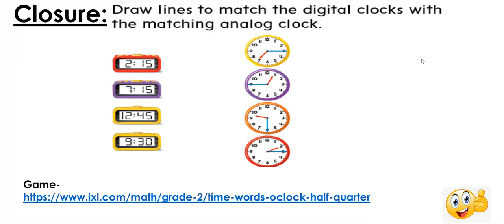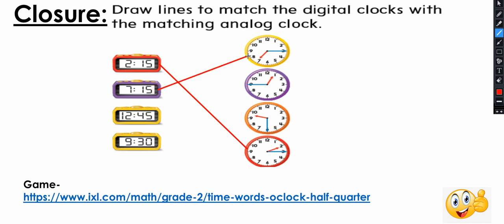And as a closure, we need to match these clocks, the digital clock with the analog clock. Let's start. 2:15. This is 2:15. Which is the analog clock? This one, Maria? No, the last one. Okay, great. 7:15 or quarter past 7. The first one. Yes, great job.